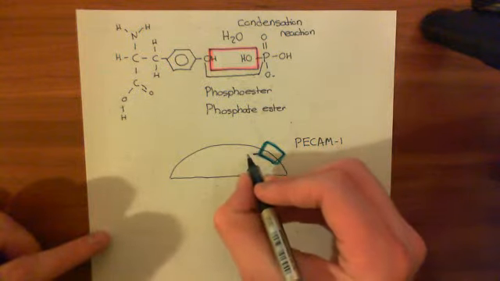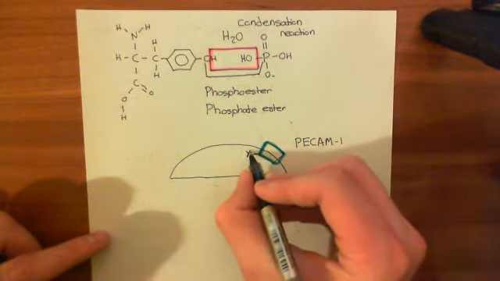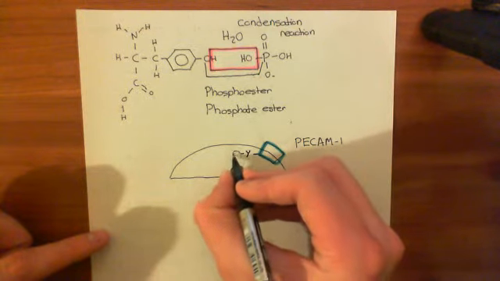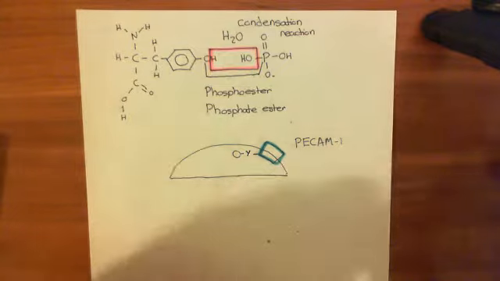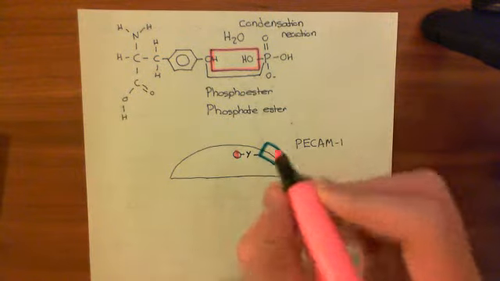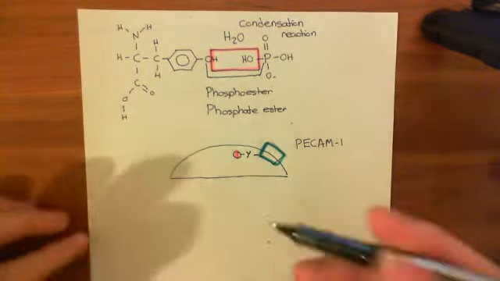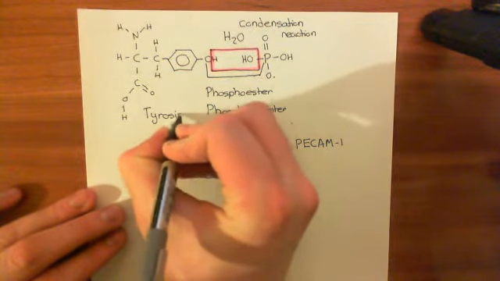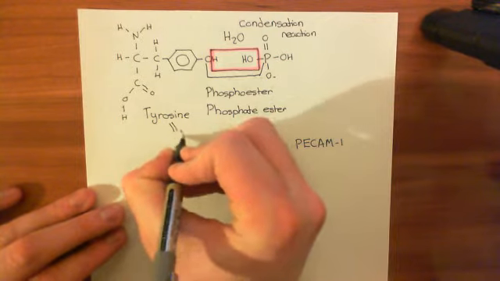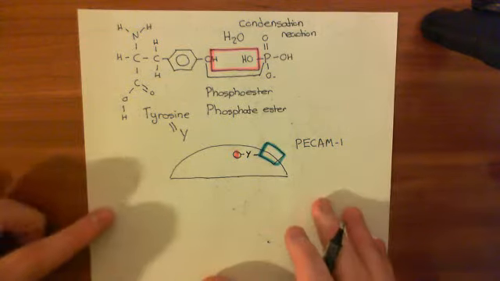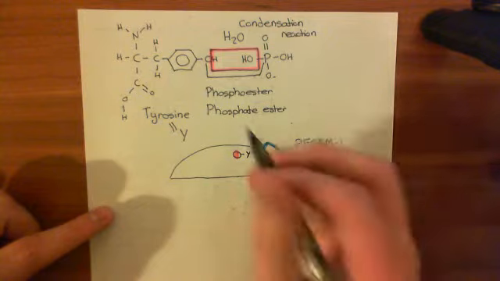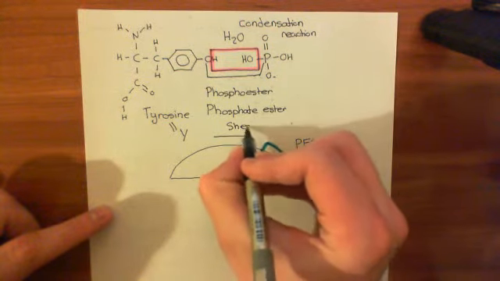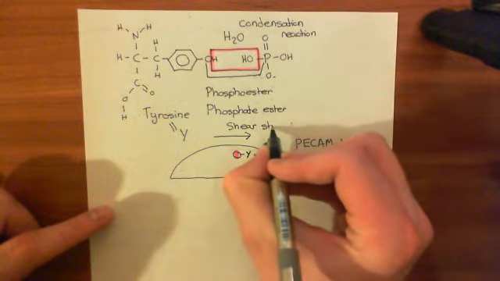So the single letter amino acid code for tyrosine is Y. I'll show a Y residue with a phosphate group stuck on it, which I'll denote in pink here. This pink ball represents a phosphate group. This Y just means a tyrosine residue, and the single letter amino acid code for tyrosine is Y. So PCAM1 somehow gets itself phosphorylated in response to an increase in hemodynamic shear stress.